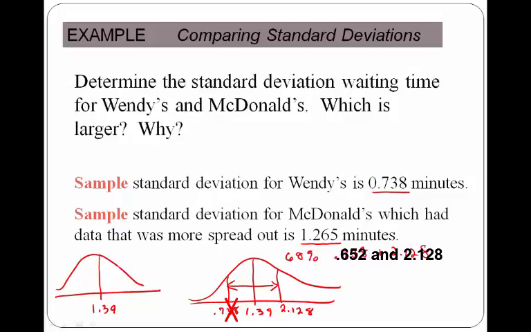But if we go one standard deviation above the mean for McDonald's, that gets us up to a wait time of 2.655 minutes, or down to a wait time of 0.125 minutes. So 68% of the people, on average, who walk into McDonald's are going to wait somewhere between 0.125 minutes and 2.655 minutes.